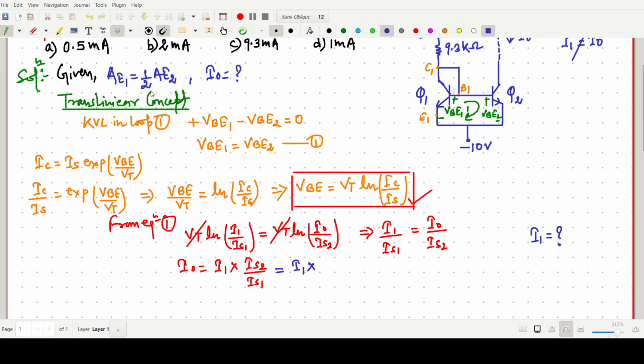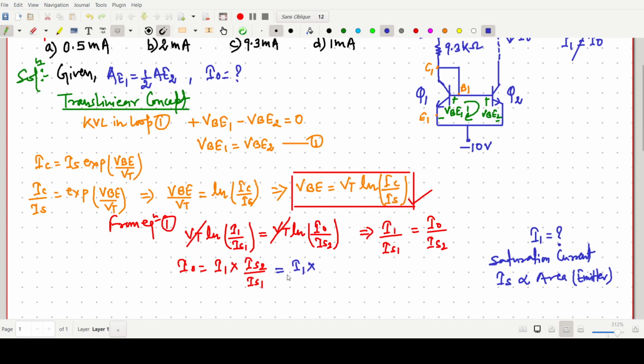Now, for the timing I am writing this one as I1, and a very important relationship is given. The saturation current Is is proportional to the emitter area. This is a very important concept, otherwise you have to use the whole formula for saturation current. But if you know a little bit about the saturation current, its value is proportional to the area.